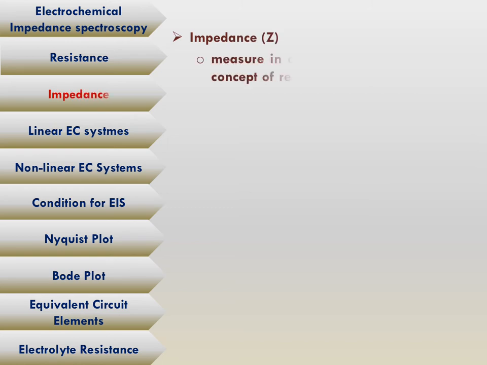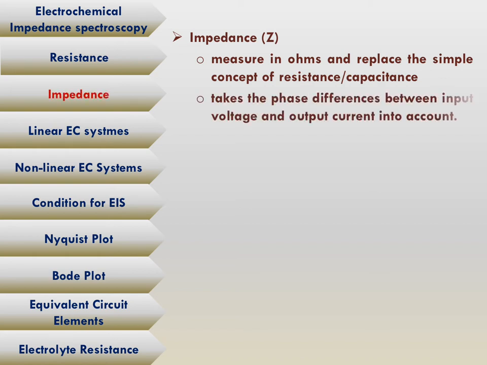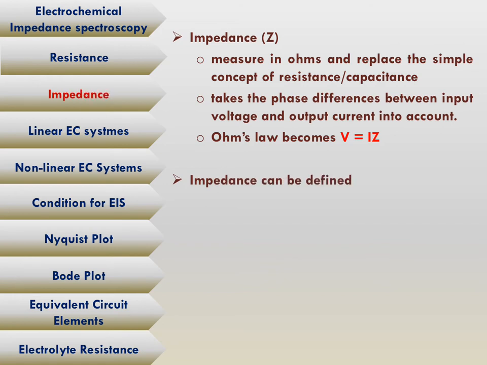Like resistance, impedance is also measured in ohms. But it replaces the simple concept of resistance and capacitance. Impedance takes the phase differences between input voltage and output current into account. For impedance, Ohm's law becomes V equals I multiplied by Z.